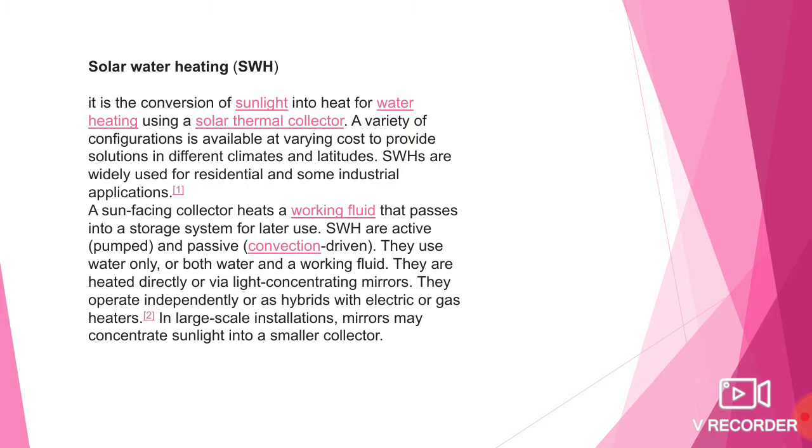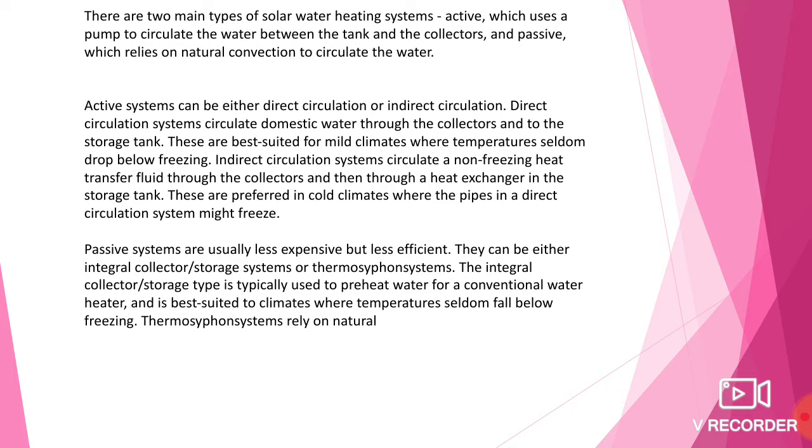Solar water heating systems are active, pumped, and passive, convection driven. They use water only or both water and a working fluid. They are heated directly or via light concentrating mirrors. They operate independently or as hybrids with electric or gas heaters. In large scale installations, mirrors may concentrate sunlight into a smaller collector. So, there are two main types of solar water heating system.